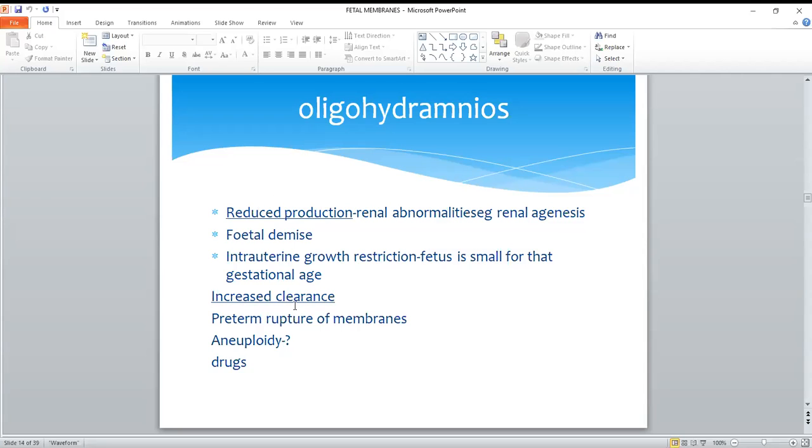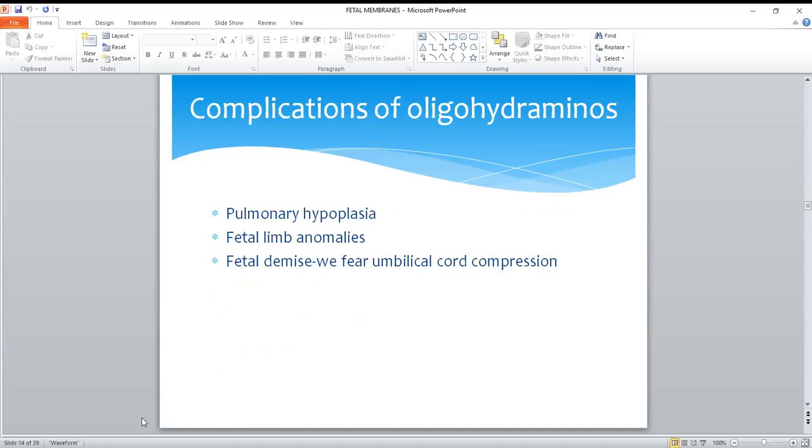Then we can have increased clearance. Increased clearance is when we have preterm rupture of membranes, where the fetal membranes rupture prematurely, so definitely the amniotic fluid volume will decrease. I've put these two for you to research: how does aneuploidy cause increased clearance, hence oligohydramnios, and what are the drugs taken during pregnancy that can cause oligohydramnios? So go research on that. Then we have the complications of oligohydramnios: pulmonary hypoplasia, fetal limb anomalies, and fetal demise.